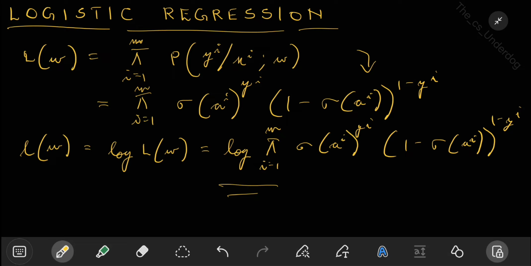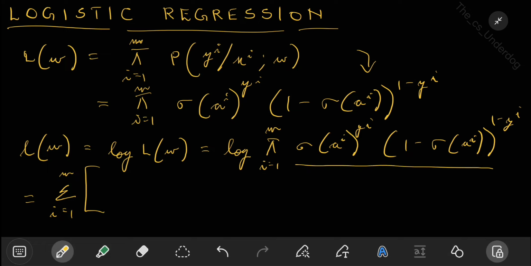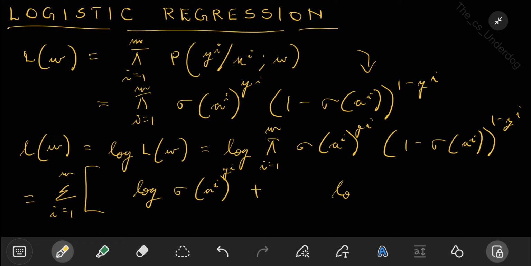If I'm taking this log, then the product will become summation. So it will be summation i equal to 1 to m. Inside that, what will this term become? I'm taking log, so again this product will also become a summation. So it will be log of sigmoid of ai to the power yi, plus log of 1 minus sigmoid of ai to the power 1 minus yi. So this is the log likelihood.